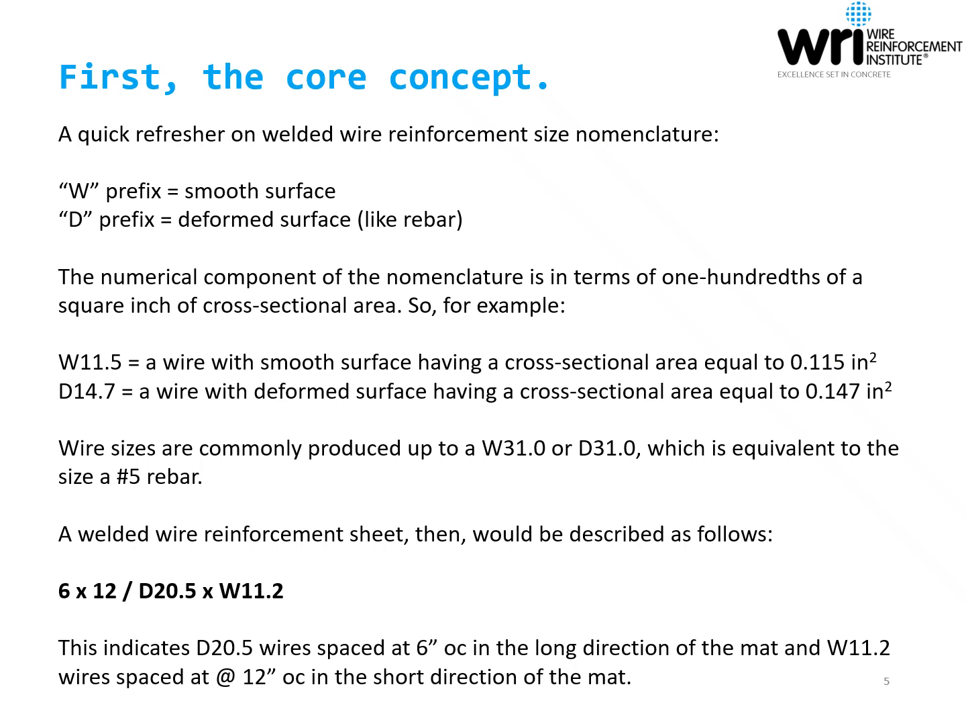Wire sizes are commonly produced up to a W31 or a D31, which is equivalent to the size of a number 5 rebar. A welded wire reinforcement sheet then would be described as follows. If the style is 6 by 12 with D20.5 by 11.2, this indicates a D20.5 wire spaced at 6 inches on center in the long direction of the mat, with a W11.2 wire spaced at 12 inches on center in the short direction of the mat.